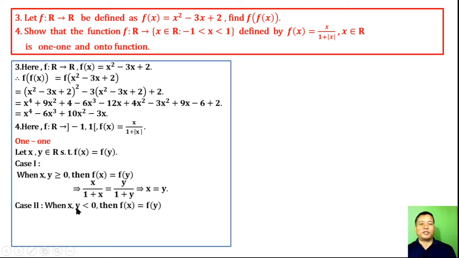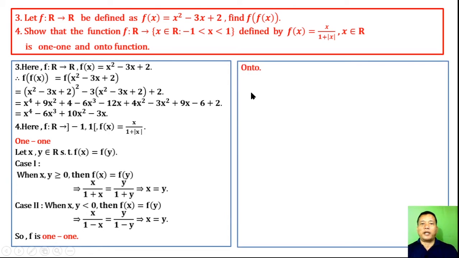Case 2. When x, y are both less than 0, negative numbers, then f of x equal to f of y gives modulus of x is minus x, and modulus of y, for negative numbers, is minus y. Solving, we get x equal to y, a unique solution. So f is one-one. So f is one-one in nature.